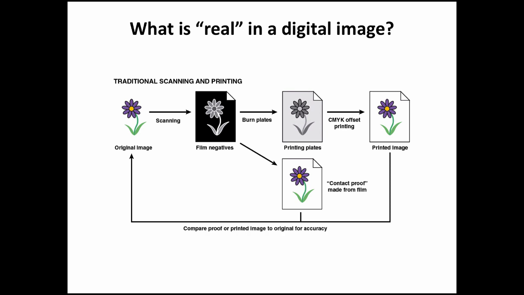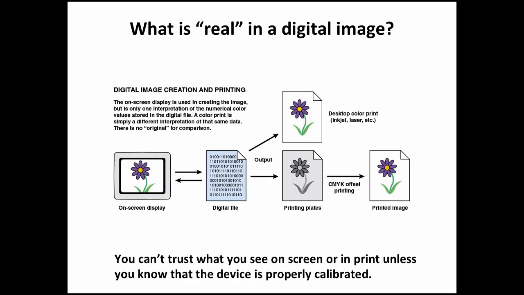You can also use film negatives to create something called a contact proof, which was a very high quality type of print that's made directly from the film negatives to show you what the image is going to look like before you print it. When you look at that proof, or when you look at the final printed image, you can always compare those back to the original piece of artwork to make sure that the colors match correctly. So you always had that original real image to refer to make sure that your digital images were accurate.